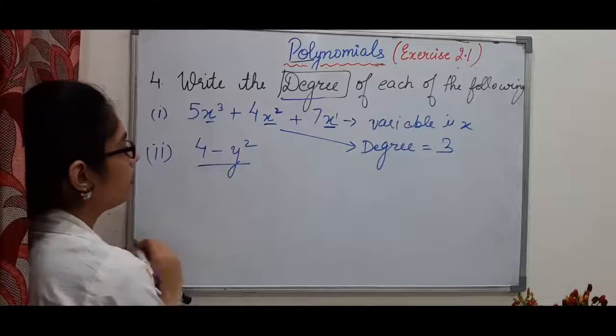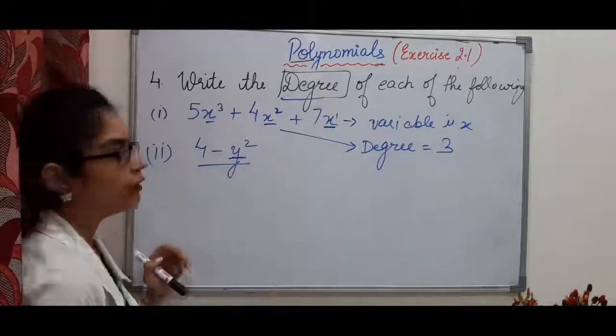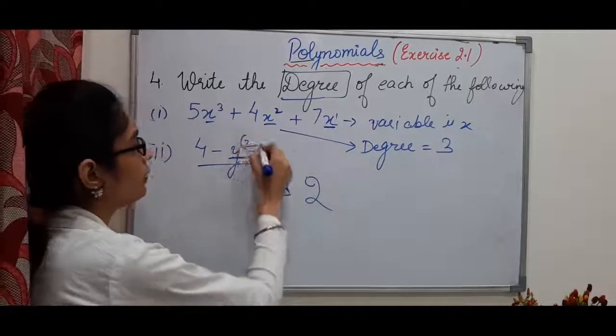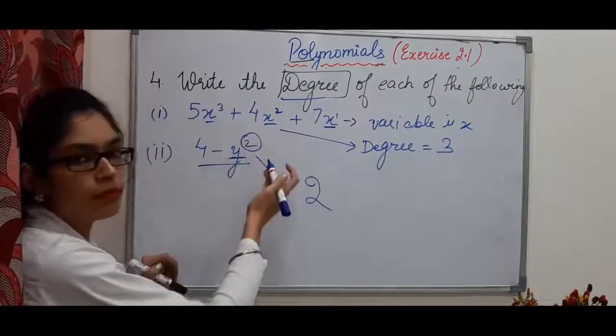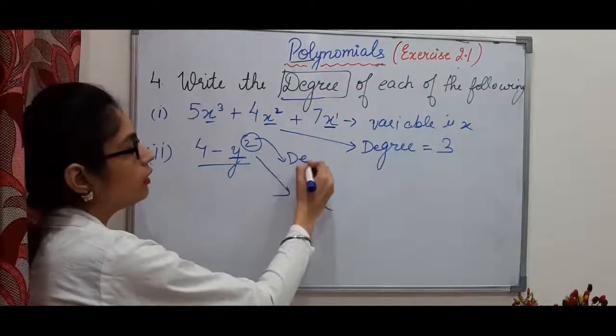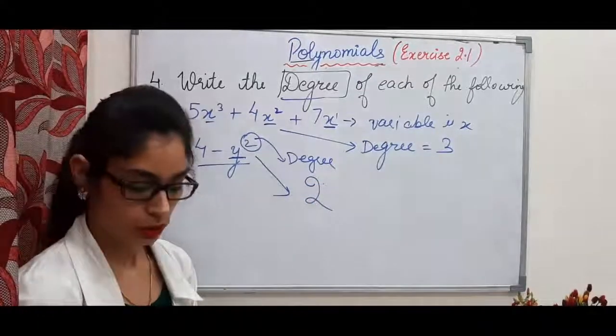Now let's see this one, 4 minus y squared. Only one variable and only one degree. So the degree of this variable is 2. Whichever is written as the power of the variable, or as the exponent of that variable, that is the degree. So the degree of this polynomial is 2. Now let's do the last question of this exercise.